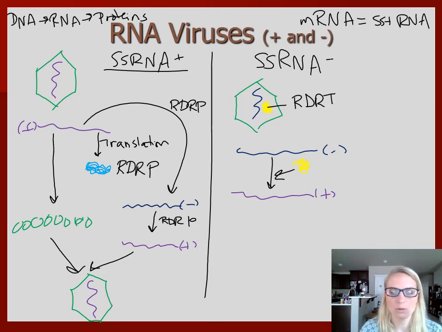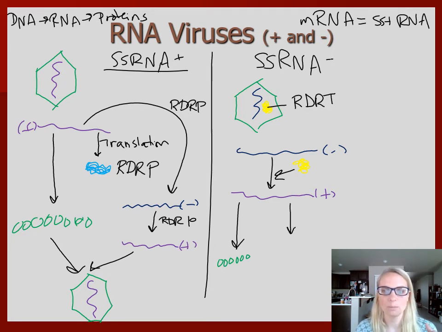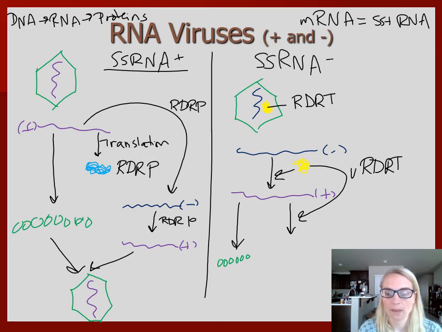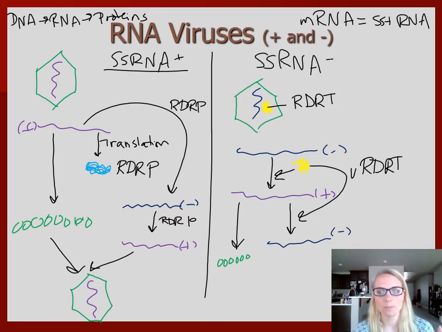Now what can we do? Well, we can do translation over here into our capsid proteins, and we can use again the enzyme. This enzyme again, the viral RNA-dependent RNA transcriptase that came in with the virus, to make what? Our negative strand, right? The complementary strand to the positive, and that's what we need to make more of what we have.